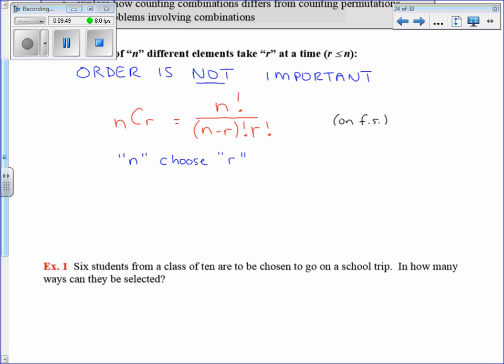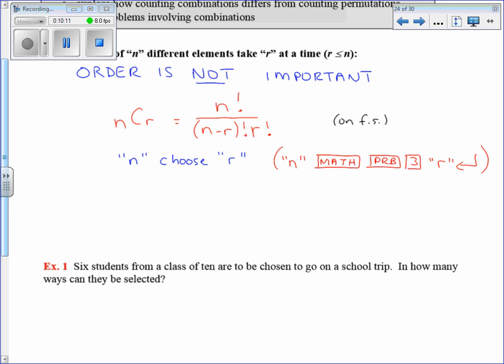It is on your calculator. You're going to put in whatever number you have for n, then math, probability, and then it's 3. And then you type in your value for r, and then you hit enter.